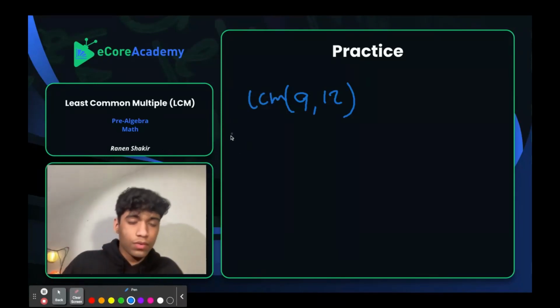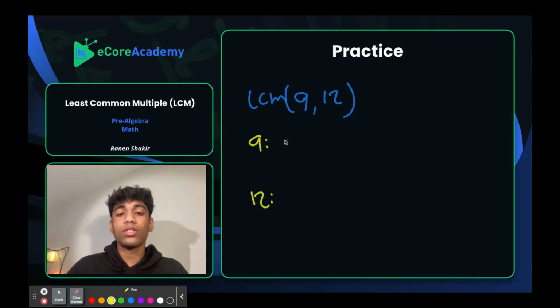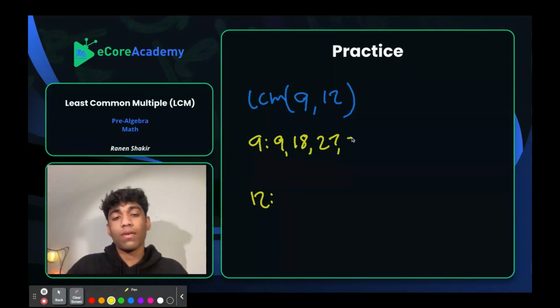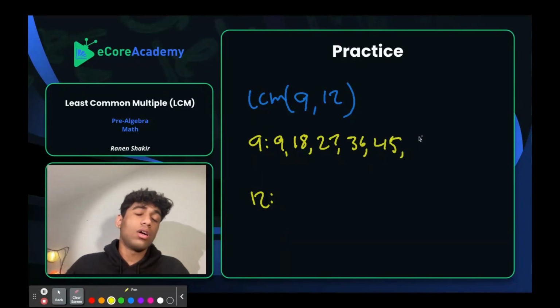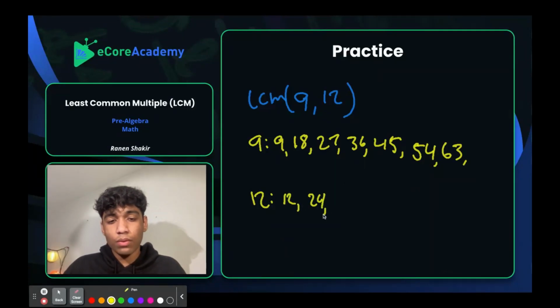Hopefully you had a second to pause the video and try to figure that one out. Let's do this one together. We can have 9 here, and then we'll have 12 here. Let's do 9 first. We'll have 9, 18, 27, 36, 45, 54, 63. All right, we can stop right there. And let's do 12 now. We'll have 12, 24, 36, 48, 60.